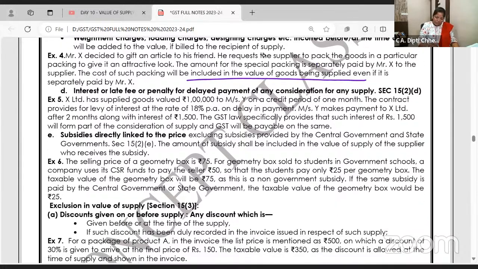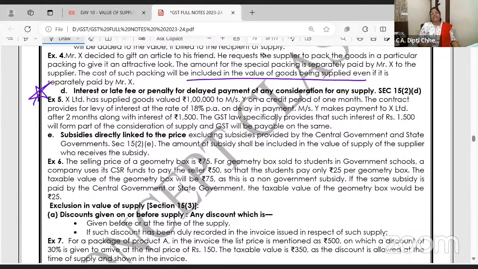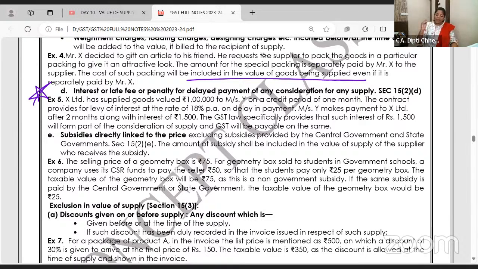Yes. Interest or late fees, this comes surely in the exam, and so many times, don't make a silly mistake, they'll give you interest is inclusive of GST. So interest or late fees or penalty. X Limited has supplied goods worth 1 lakh to Y. The contract provides for levy of interest at the rate of 18%. Messrs. Y makes the payment to X after 2 months with 1500 interest. GST value specifically provides that 1500 interest should form part of the supply. 1500 will be added to 1 lakh.